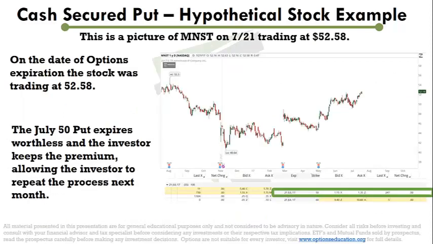So when I'm looking at this at the end of the month on 7/21, it was trading at 52.58. We would consider that basically staying at the same level, and the July 50 put expires worthless, and it allows the investor to keep the premium and repeat the process the very next month. Now, this is a way that investors can acquire securities in their portfolios while still increasing their overall rate of return and producing additional income.